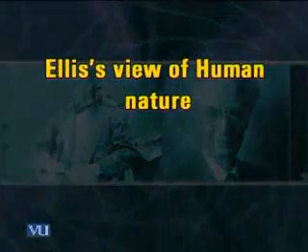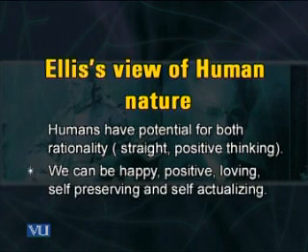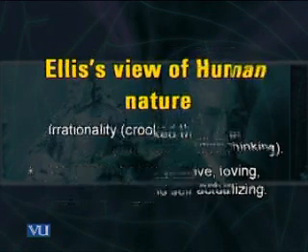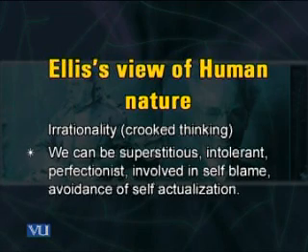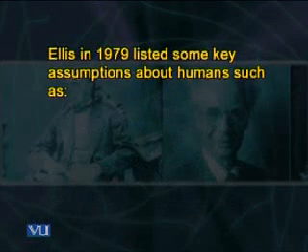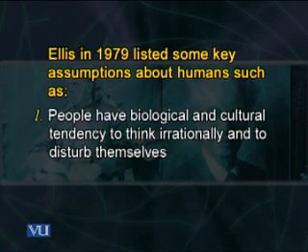So, let us talk about Albert Ellis' views related to human nature. Ellis' views of human nature. Humans have potentials for both rationality and straight positive thinking. We can be happy, positive, loving, self-preserving, self-actualizing, or irrationality or crooked thinking. We can be superstitious, intolerant, perfectionist, involved in self-blame, avoidance of self-actualization. So it was in 1979 that Ellis listed some key assumptions about humans, such as: number 1, people have biological and cultural tendency to think irrationally and to disturb themselves.